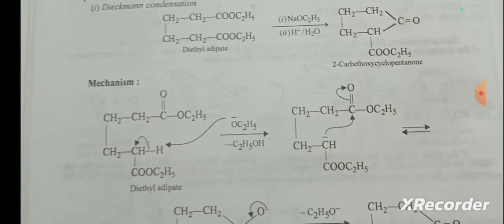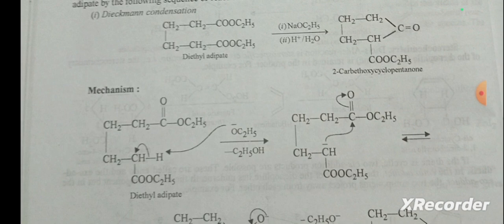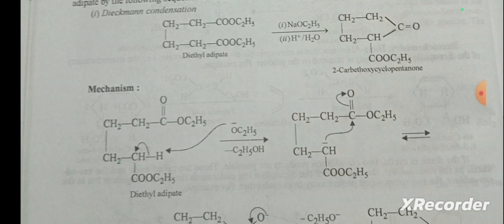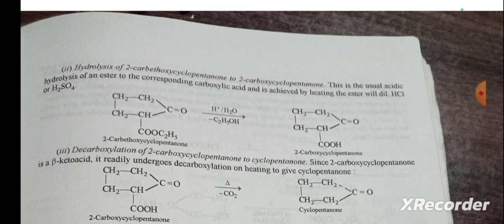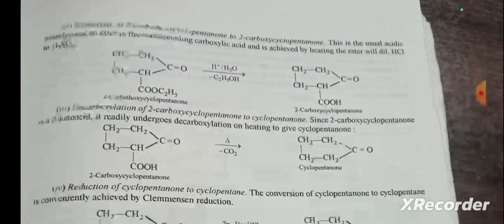First, Dieckmann condensation, in which diethyl adipate in the presence of NaOC2H5, and second, H+/H2O, gives 2-carbethoxycyclopentanone. Second, hydrolysis of the 2-carbethoxycyclopentanone to the 2-carboxycyclopentanone. This is the usual acidic hydrolysis of the ester to the corresponding carboxylic acid and is achieved by heating the ester with dilute HCl or H2SO4.